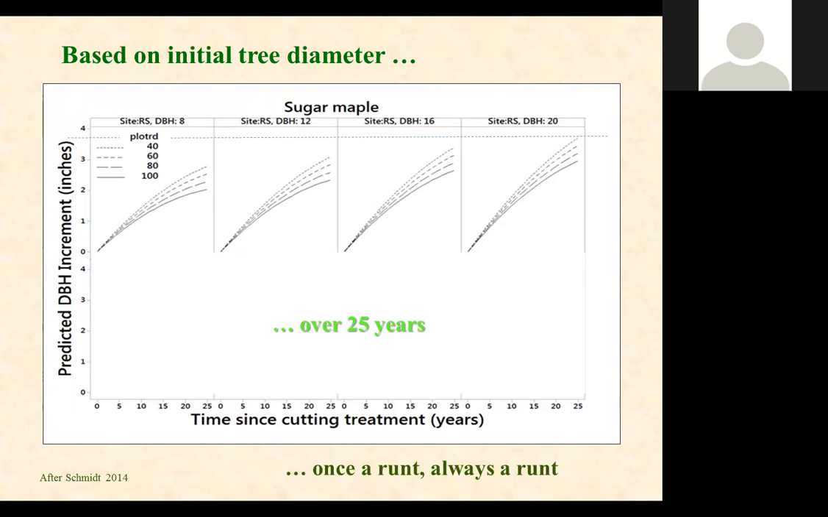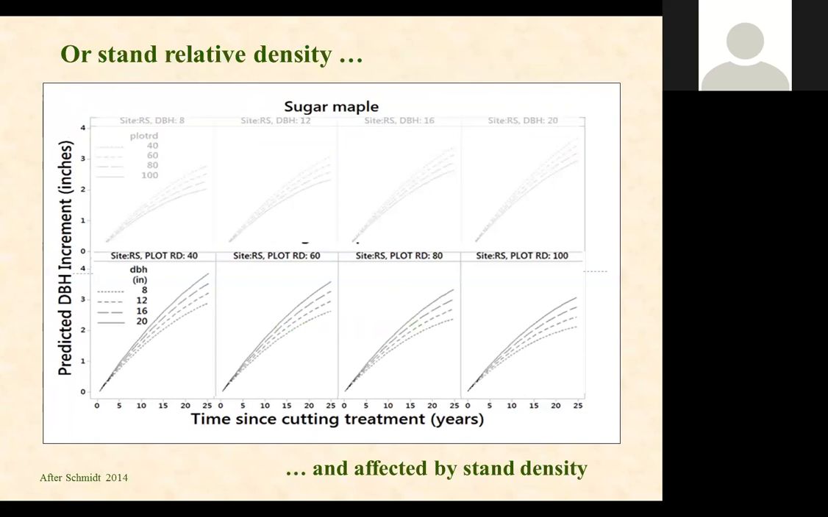Here's a set of curves that focuses on plot relative density. With the 40% relative density on the left, the 100% on the right, the 60 and 80 in the middle. So it's the 60% line that we really are using as our residual. You notice in all these cases, the bigger trees grow the best. The bigger trees, or any size tree at lower densities, grow better than at higher densities.